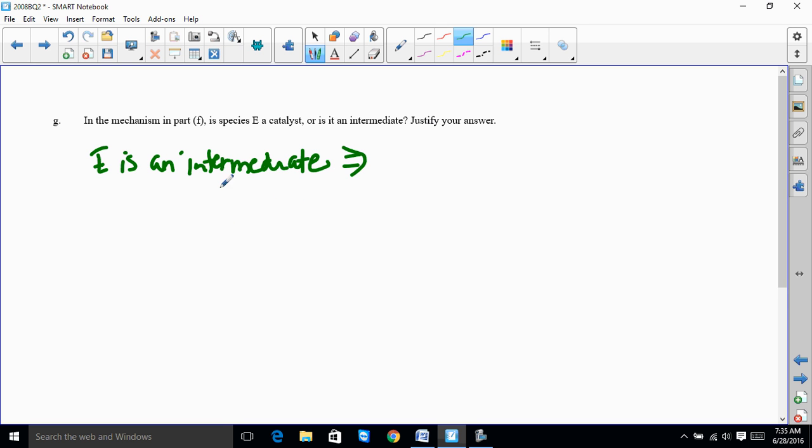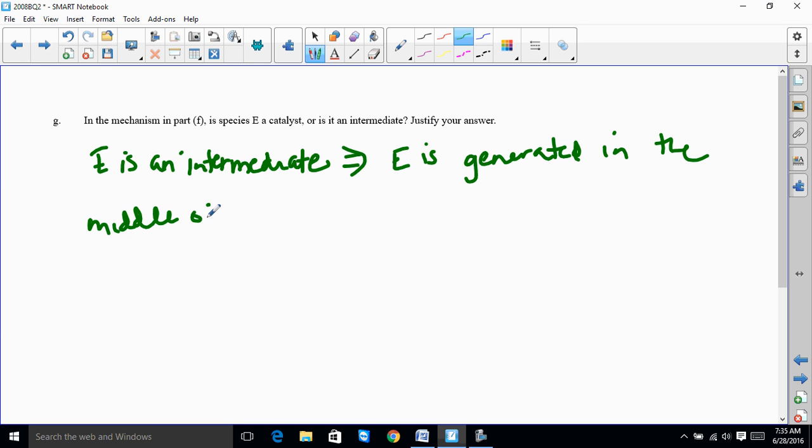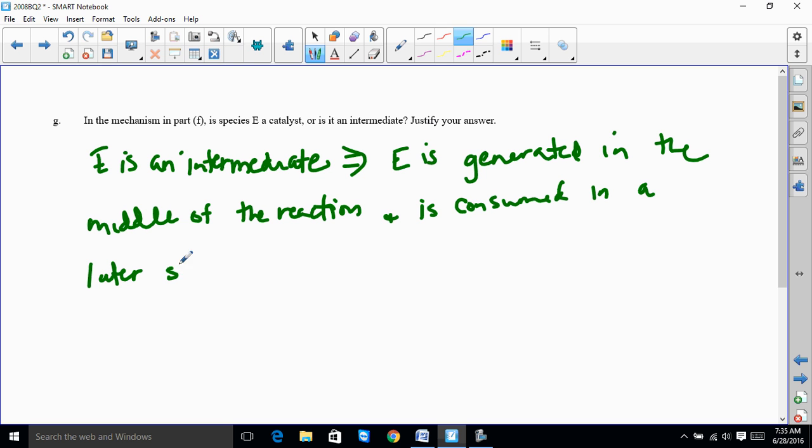But the definition of the word intermediate means middle, and because E is generated in the middle of the reaction, and is consumed in a later step. The other thing I'd like to say is that you could say E can't be a catalyst because catalysts are there in the beginning, and it wasn't there in the beginning. However you want to see that, I think that's a pretty easy problem. So I'm going to stop.